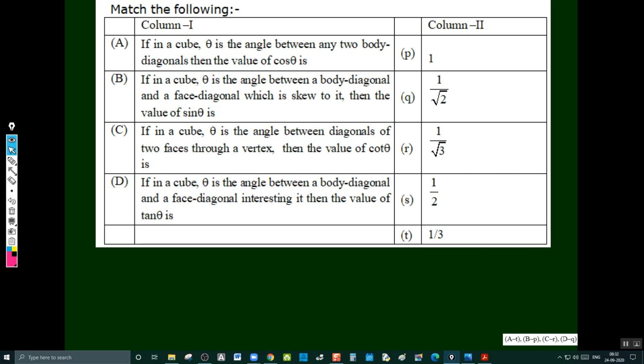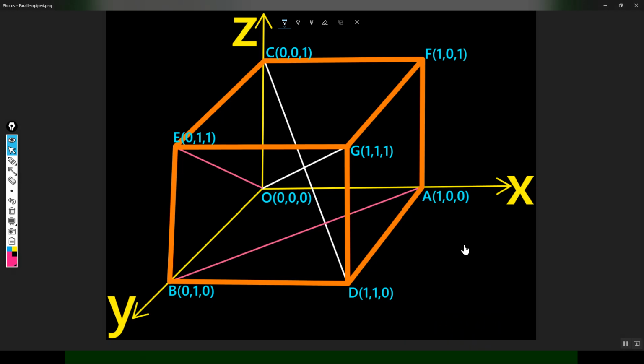I'll do one thing. It's better. I'll show you the diagram so that it will be easy for you. No need to draw the diagram now. But let us understand the question first. Let us understand the question first. Just a moment.